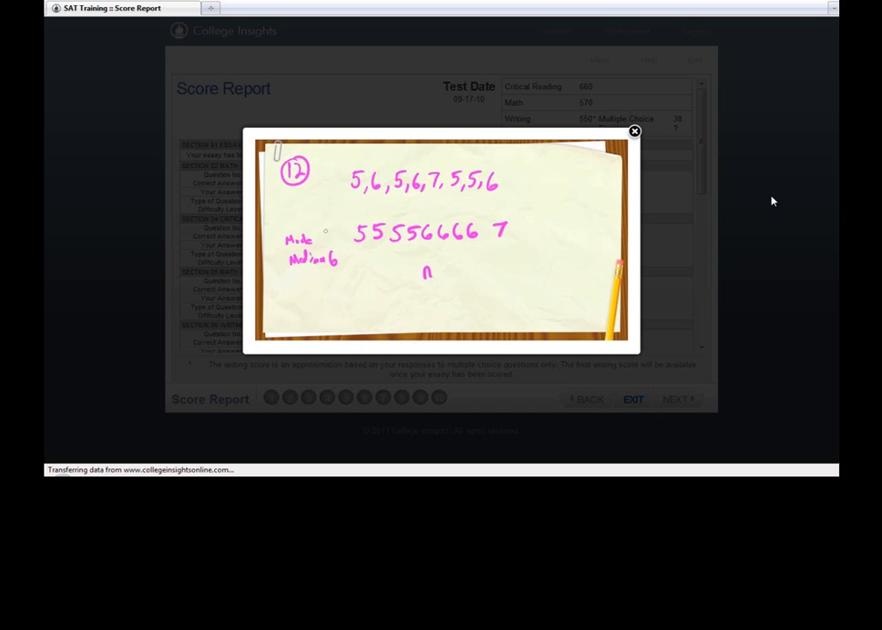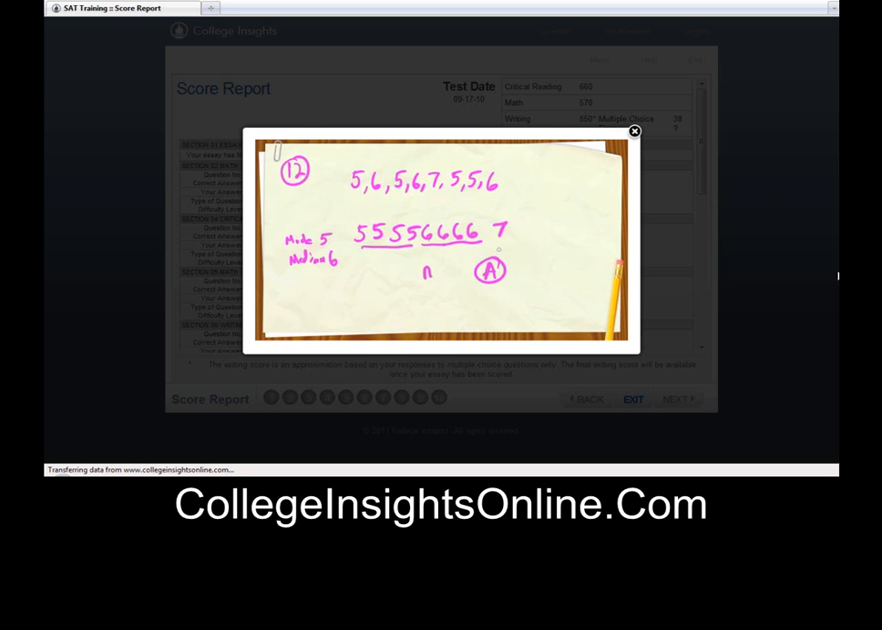is 5. And if we were to add a 6 here, we have 4 sixes and 4 fives, which means we would have 2 modes, and actually also the median, which is going to be the middle number out of these 9, would be 6. So that works, but the mode is what throws it off, and that's why answer choice A is correct.